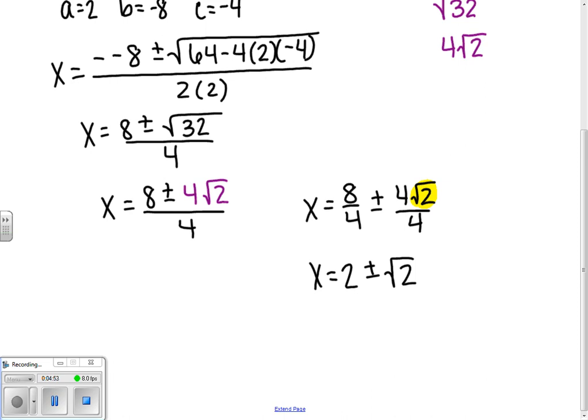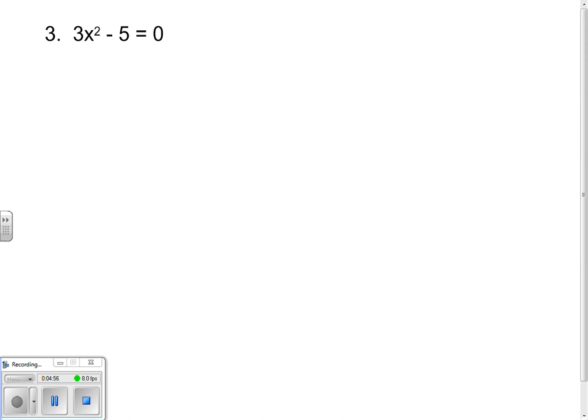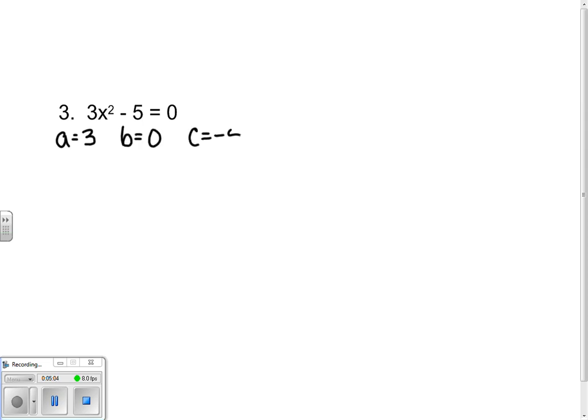All right, number 3. Number 3 looks considerably different than the others because a value is missing. My A value is 3, but my B value is 0. And that's okay. It's a little weird, but there's nothing wrong with that.